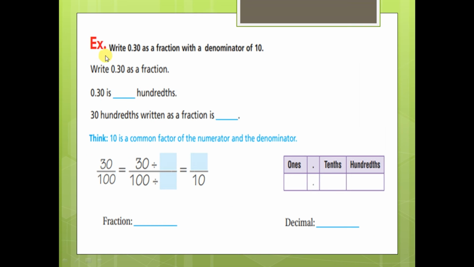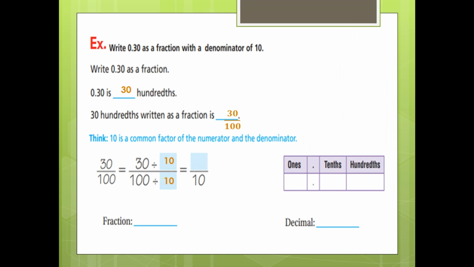Let's see another example. Write 0.30 as a fraction with a denominator of 10. In this case, let's write 0.30 as a fraction. It is 30 hundredths, right? So I will write 30 hundredths. It means 30 over 100. Now, I want to make this 100 into 10. So I want to make it smaller, which means instead of multiplying by 10, I will do the opposite. I will divide by 10 to make the 100 into 10.